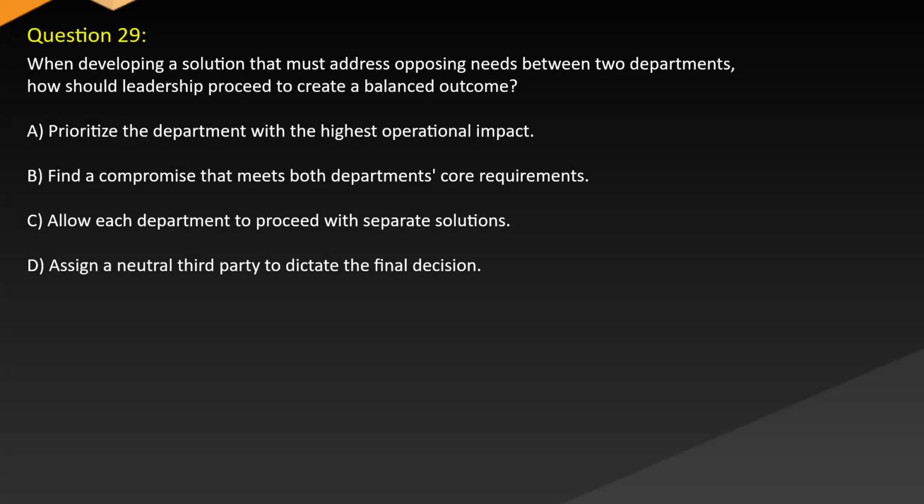Question 29. When developing a solution that must address opposing needs between two departments, how should leadership proceed to create a balanced outcome? A. Prioritize the department with the highest operational impact. B. Find a compromise that meets both departments' core requirements. C. Allow each department to proceed with separate solutions. D. Assign a neutral third party to dictate the final decision.